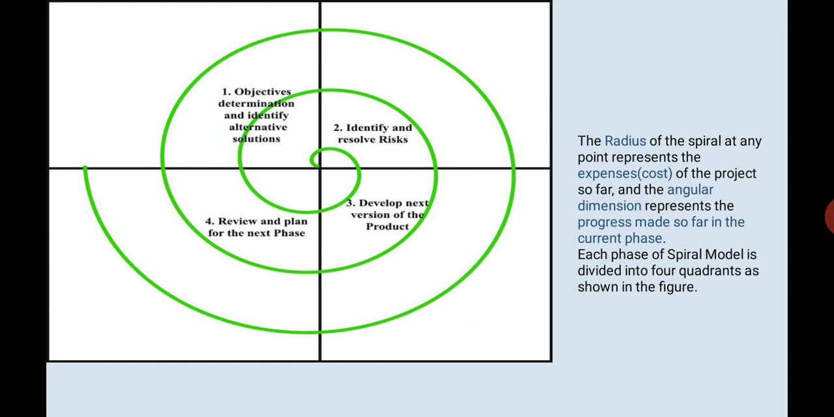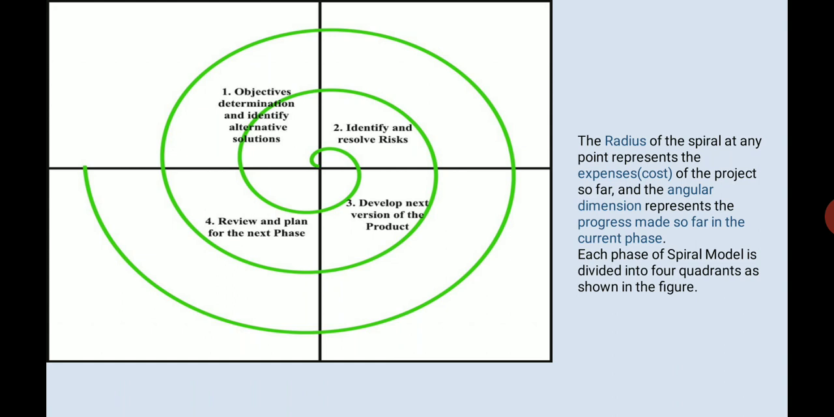Now, angular dimension. Angular dimension represents the progress made so far in the current phase. So angular dimension will tell you the amount of progress, like what is the current phase that the system is in. Each phase of the spiral model is divided into 4 quadrants, right? Objective determination, identifying alternative solutions. The very first step will start with objective determination.